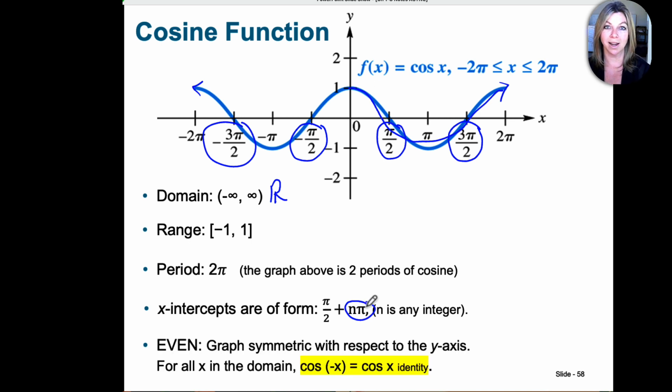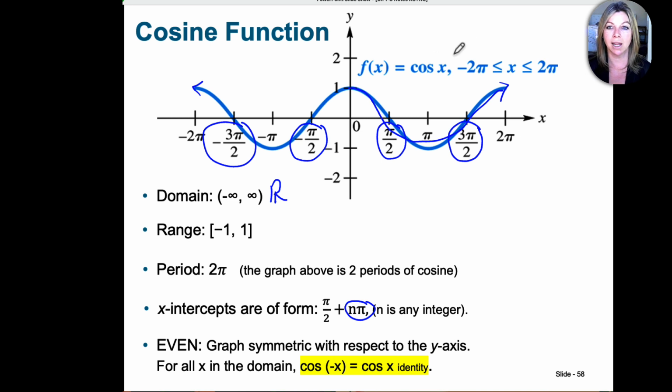Another difference between sine and cosine is that cosine is an even function. That means that the graph is symmetric with respect to the y-axis. For all x in the domain, if you take cosine and input a negative x, that will output the exact same cosine x. So that's another identity. This one is easier to see using the graph, so I'm going to try to highlight this for you. Try to follow along here. It says that even functions are symmetric with respect to the y-axis.